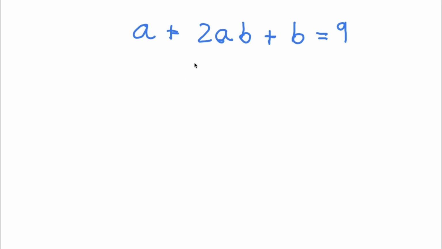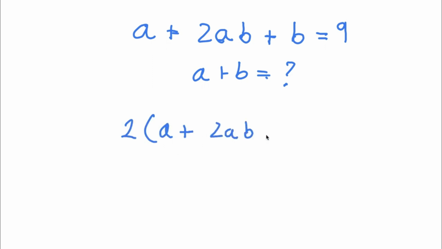Alright, so in this problem, I have a plus 2ab plus b equals 9. And I want to find the value of a plus b. So to solve this problem, I'm going to first go ahead and multiply both sides by 2. So now I have 2 times a plus 2ab plus b is equal to 9 times 2.